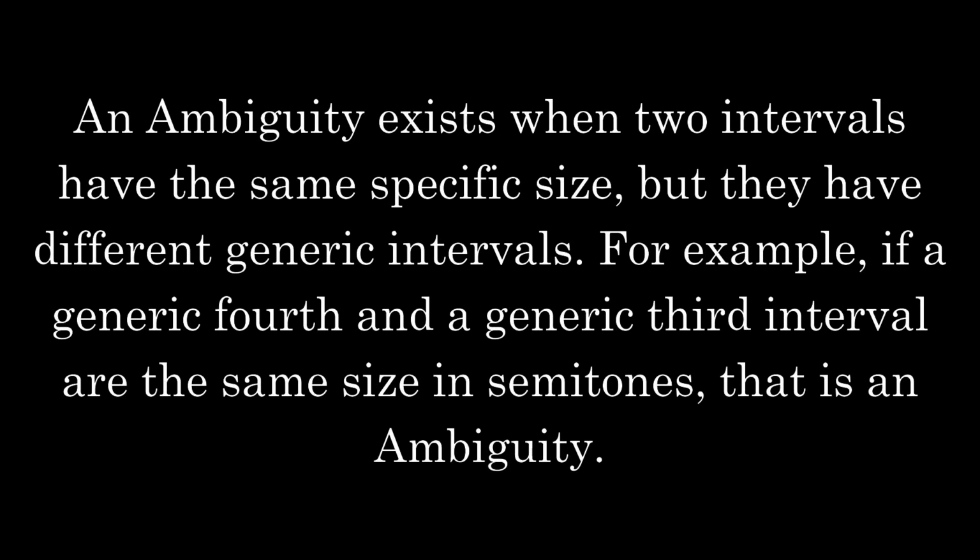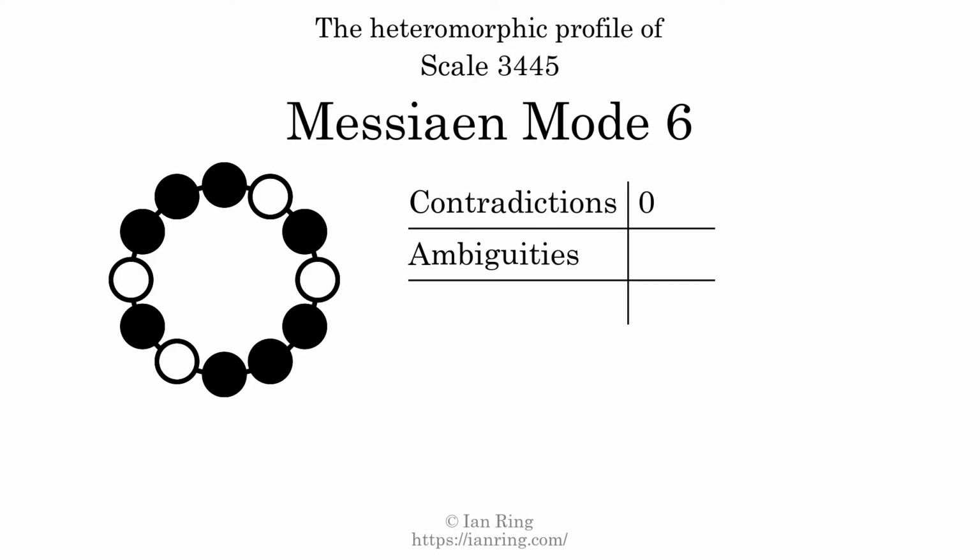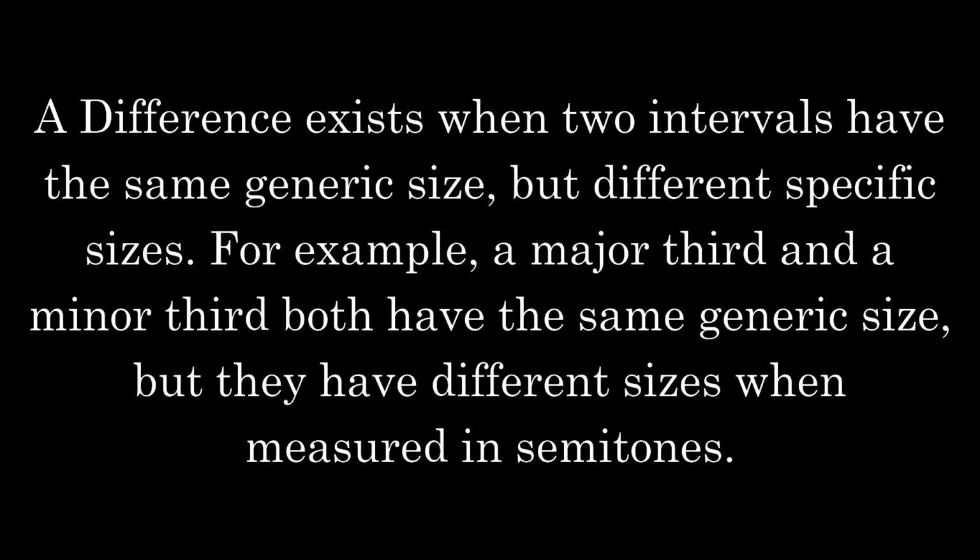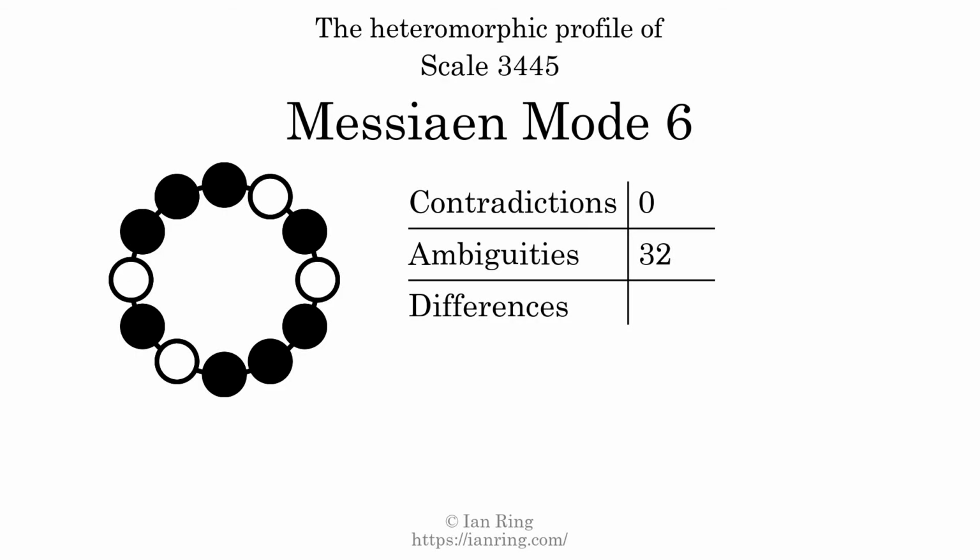An ambiguity exists when 2 intervals have the same specific size, but they have different generic intervals. For example, if a generic fourth and a generic third interval are the same size in semitones, that is an ambiguity. The number of ambiguities in this scale is 32. A difference exists when 2 intervals have the same generic size, but different specific sizes. For example, a major third and a minor third both have the same generic size, but they have different sizes when measured in semitones. The number of differences in this scale is 104.